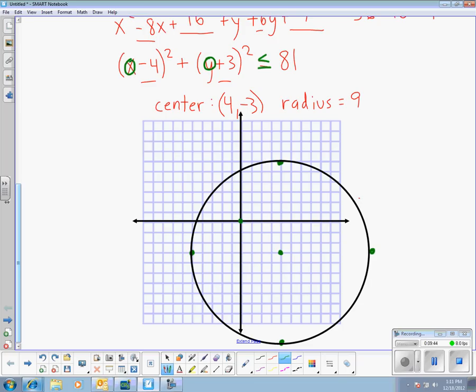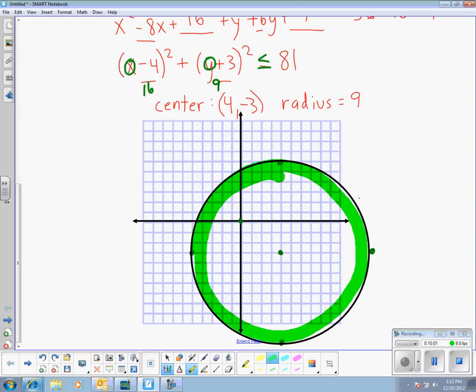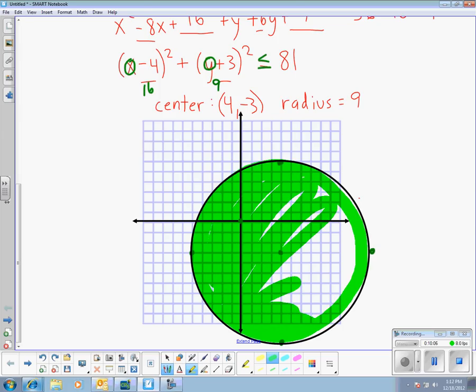I get negative 4 squared, which is 16. I get 3 squared, which is 9. Those two added together are definitely less than 81, which means that everything inside of this circle would be shaded. All right, so I didn't want to do a whole new thing just to show you that if it's inequality, we can shade it, which means that all points inside this circle make the inequality true.